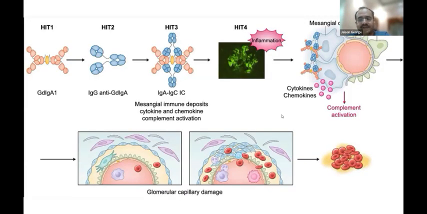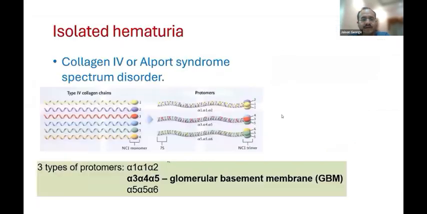We know the four-hit hypothesis leading to the formation of IgG anti-galactose deficient IgA1 immune complexes. These damage the glomerular capillaries, resulting in the passage of RBCs into the urinary space, finally developing hematuria. Another situation where you can have isolated microhematuria is collagen 4 or Alport spectrum disorders.